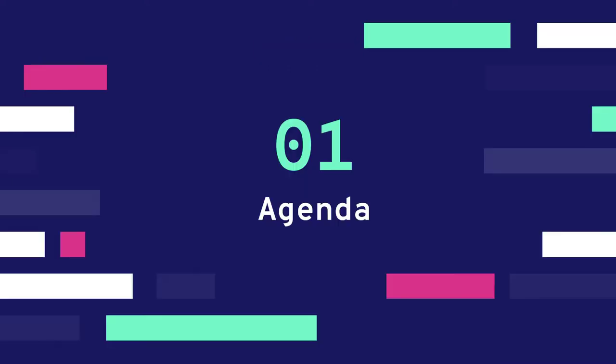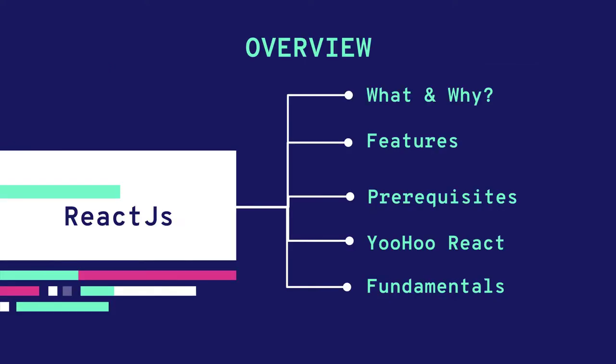Okay, let's see what today's agenda is. We'll be talking about what React is. Before we start any new thing, we should know why we should use it. We'll talk about the features provided by React.js, and the prerequisites: if you want to start implementing something using React, what are the things which are required. Then we'll build a small Hello World React application, and then we'll talk about the core and the fundamentals of React.